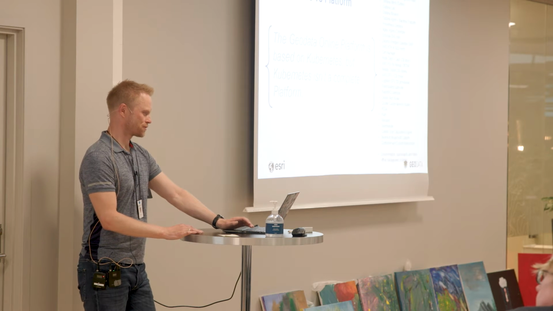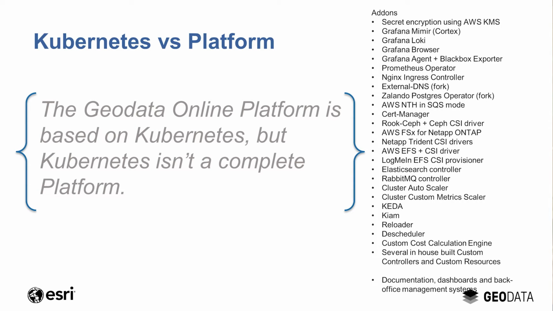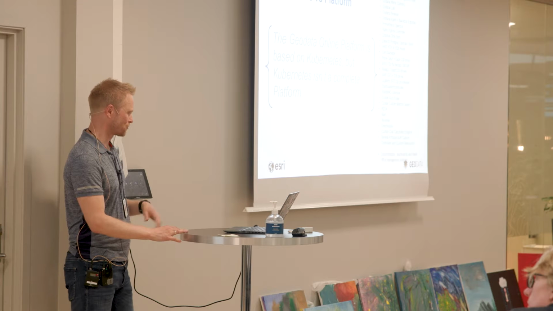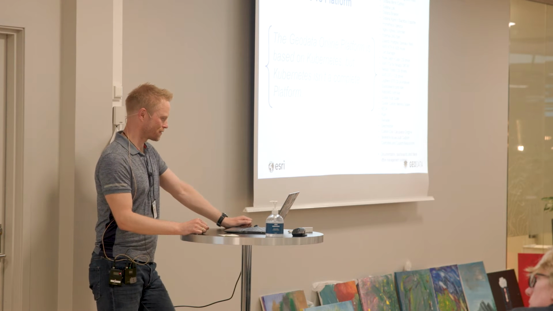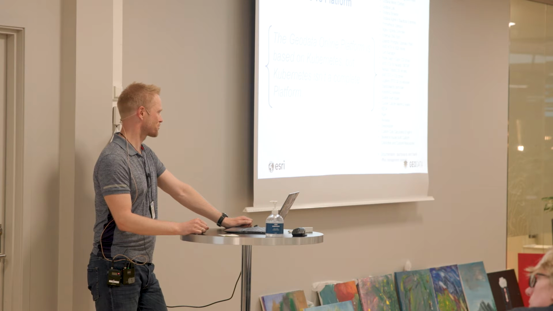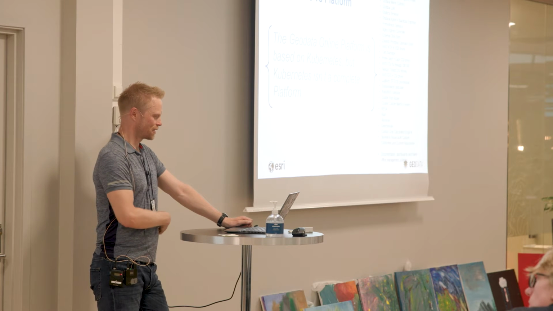So we're using Kubernetes as the core of our platform, but of course the platform is more than Kubernetes. Kubernetes by itself doesn't solve much. It's like a state machine. This is the current state, this is the desired state, try to get from there to the desired state. But we need more than this for making a full-fledged platform internally, also back office systems. So we're running a lot of add-ons. I'm not going to go through the complete list here, but something worth mentioning is that we have built several in-house custom controllers and custom resources to help our teams be more efficient.